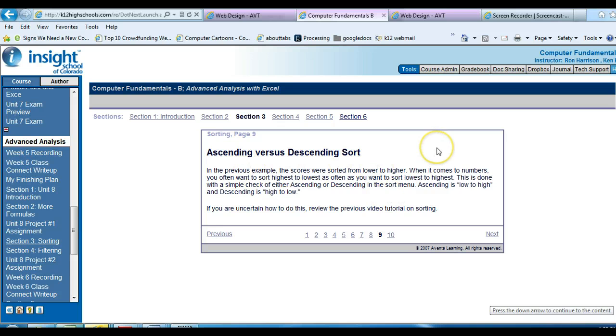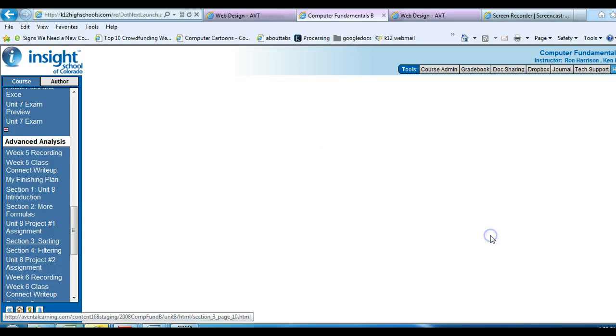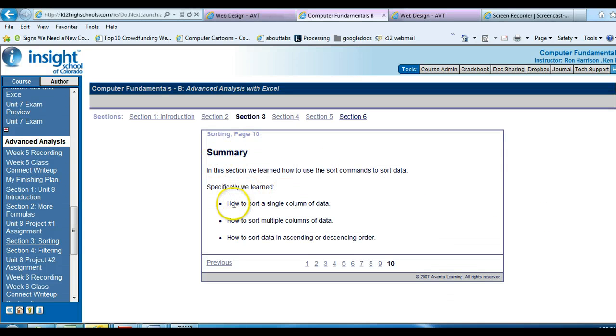Ascending versus descending. Of course, highest to lowest would be descending order. Lowest to highest would be ascending order. So 1 at the top to 100 at the bottom would be ascending. And then A to Z would be ascending. Descending alphabetically would be Z down to A. So we looked at how to sort columns, multiple columns, and sorting orders.